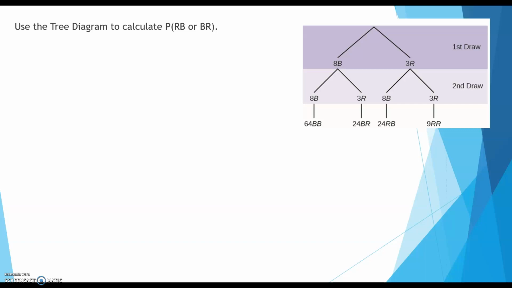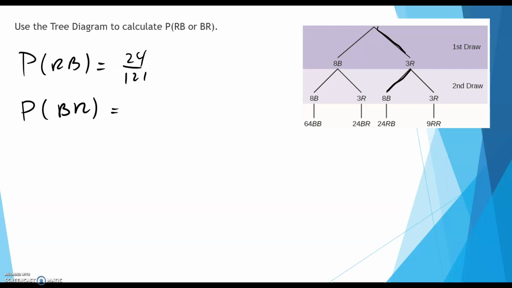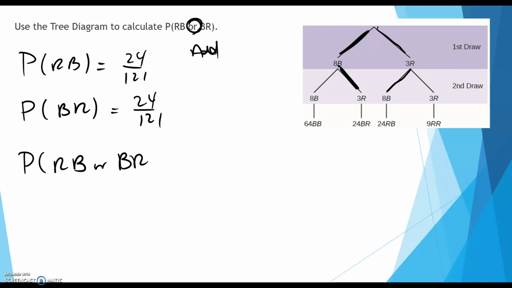Now, a red and then a blue, or a blue and then a red. Well, first I need to figure out a red and then a blue. So a red and then a blue, that'd be 24 over 121. Probability of a blue and then a red, that'd be 24 over 121. An OR probability is talking about the addition rule. So probability of a red and then a blue or a blue and then a red means I'm just going to add these two together to get 48 over 121.